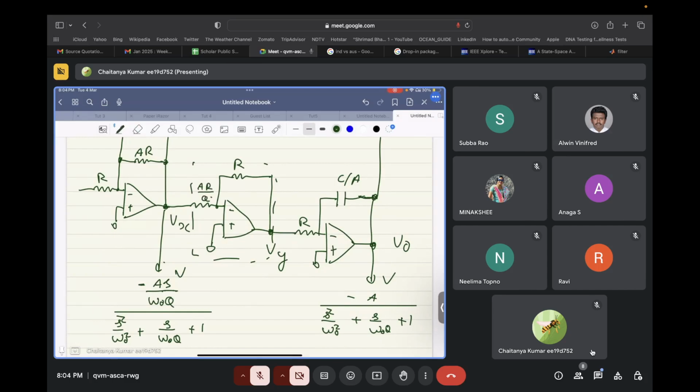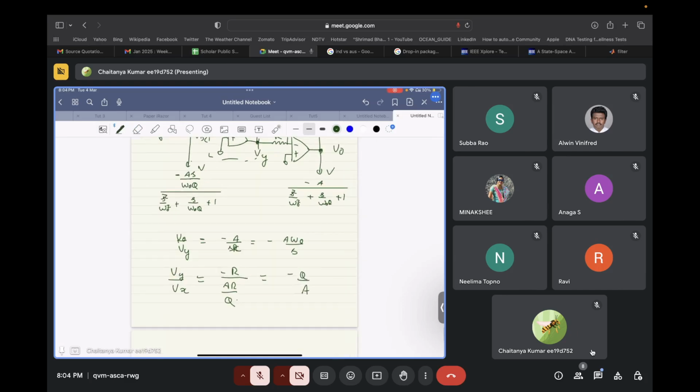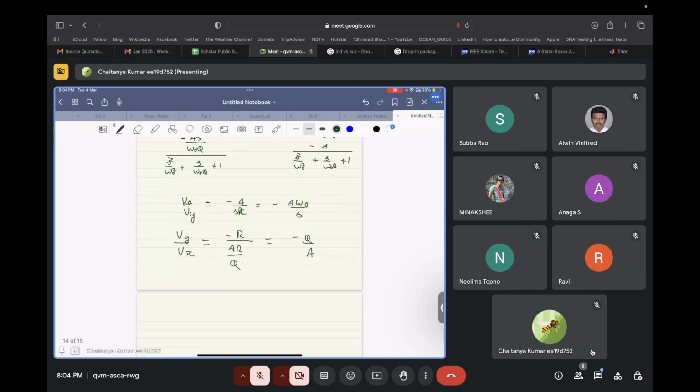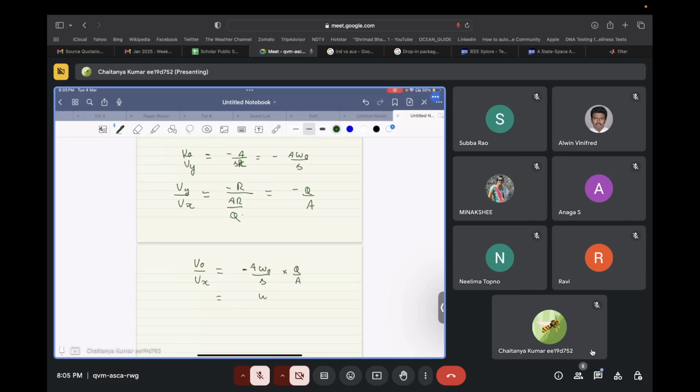AR by Q. So this is again AR by Q, and this is minus of Q by A. Okay. So what is V naught by Vx from these two equations we have: minus of A omega naught by S times Q by A, and that is equal to omega naught Q by S. So minus of omega naught Q by S. So Vx is equal to minus of V naught S by omega naught Q.